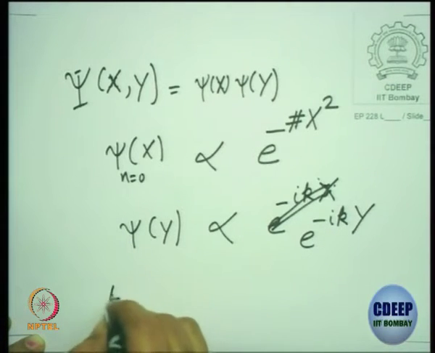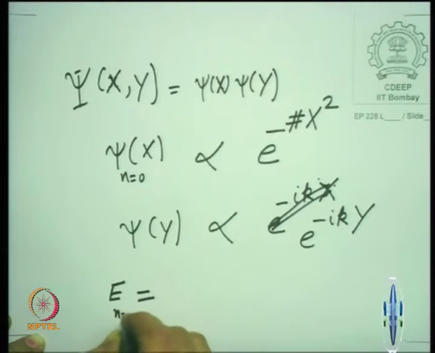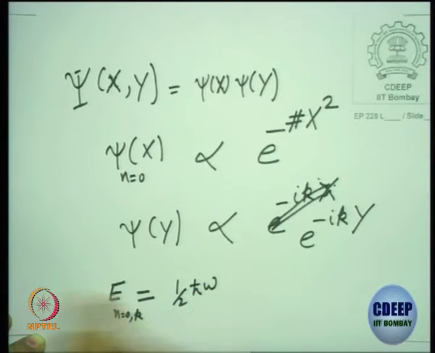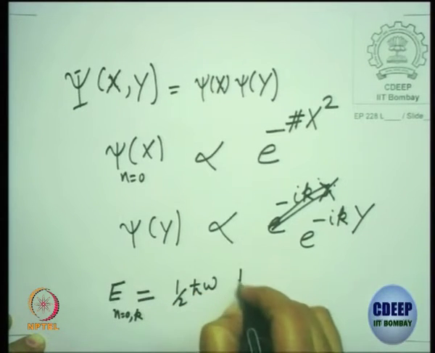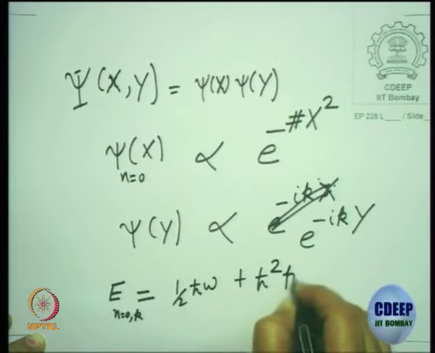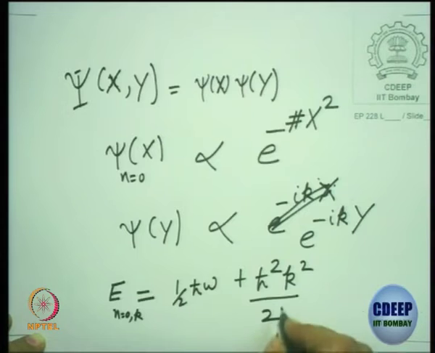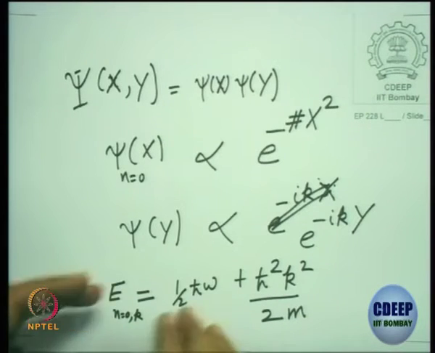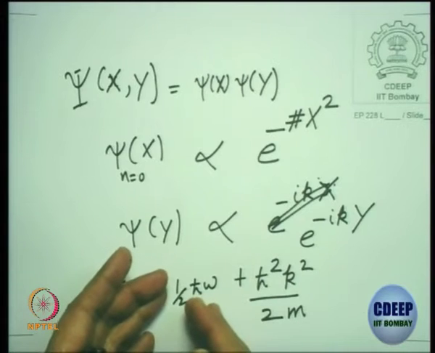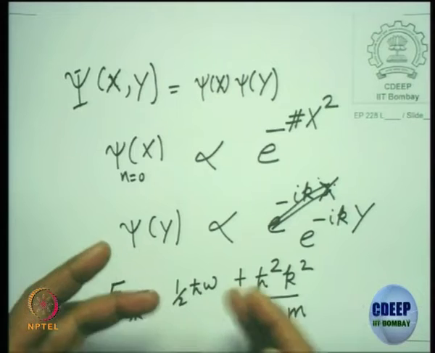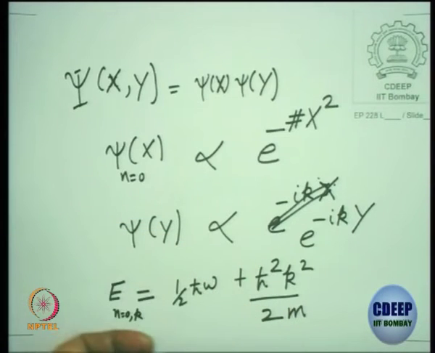What will be the energy now? For n equal to 0 and a specific k, it is half h cross omega for the X piece, and then h cross squared k squared over 2m for the Y piece, right? Is that clear? The energy is also a sum over the coordinate energies. In the earlier case, in the two dimensional harmonic oscillator, you had nx plus half h cross omega plus ny plus half h cross omega.